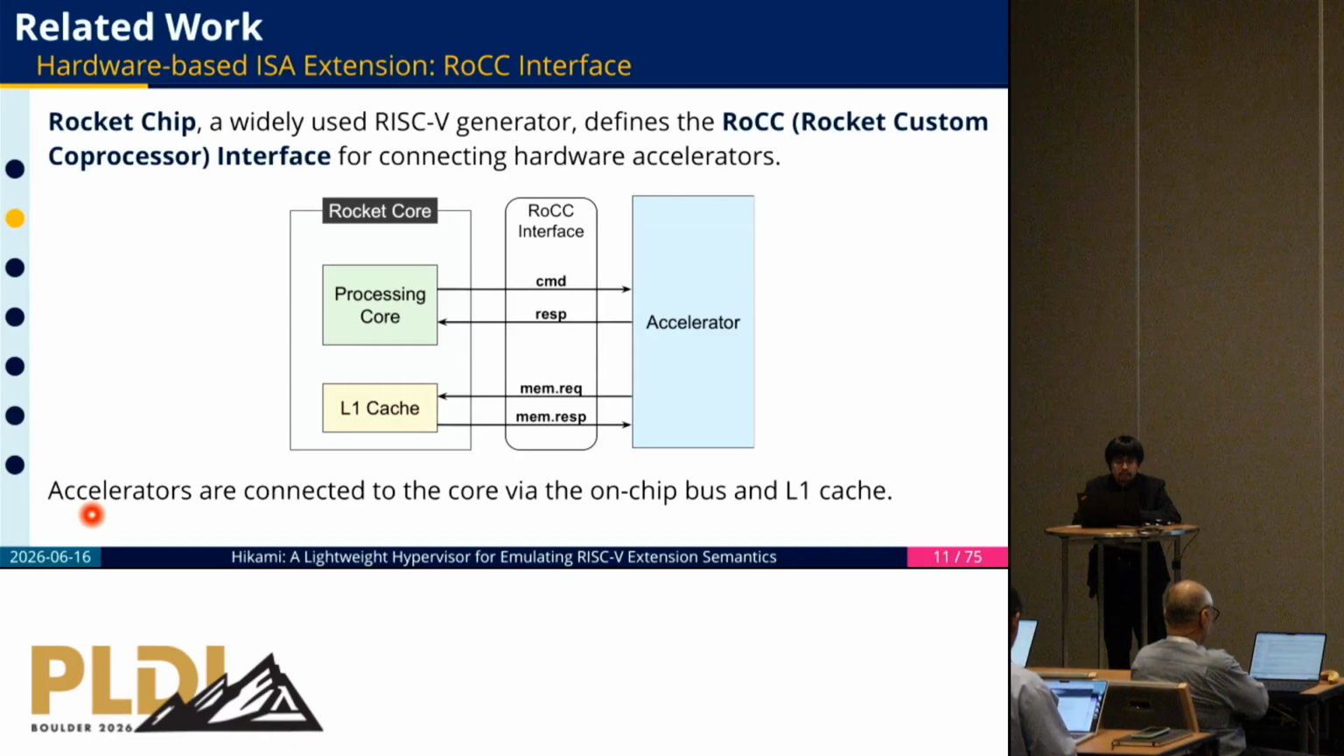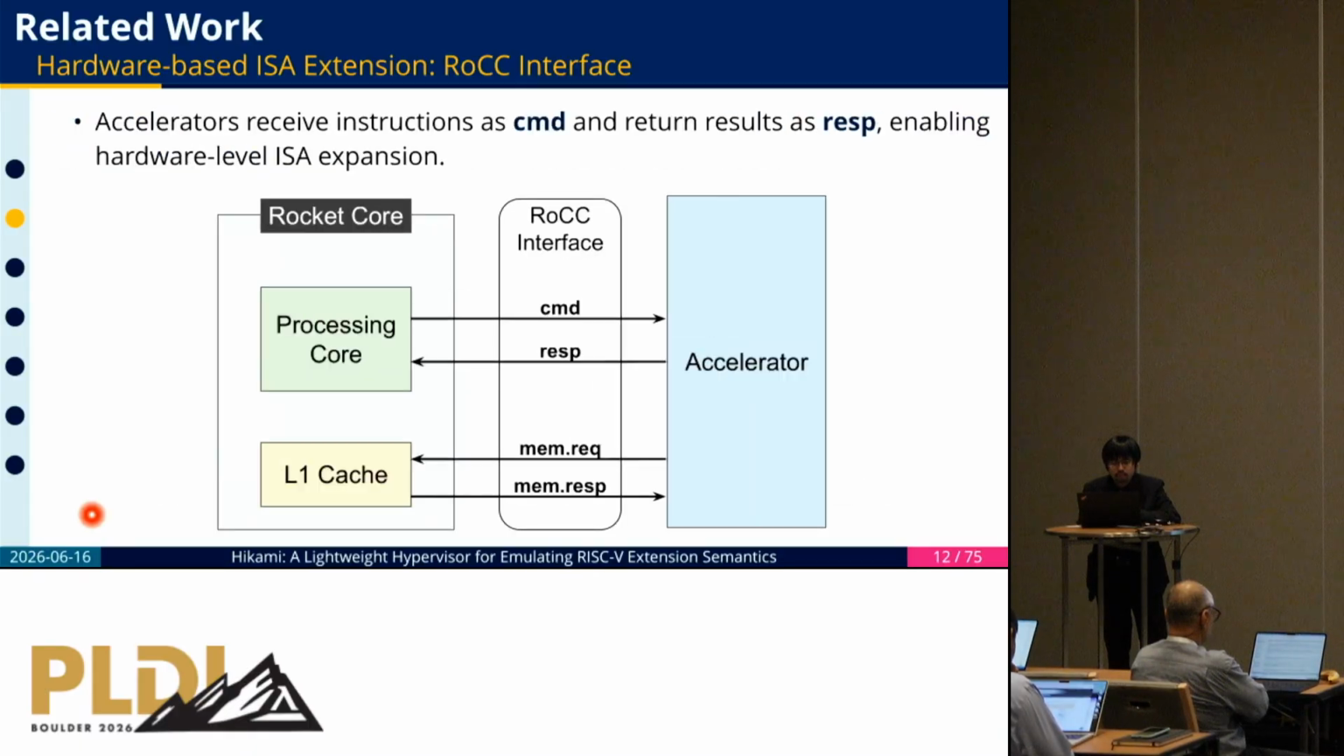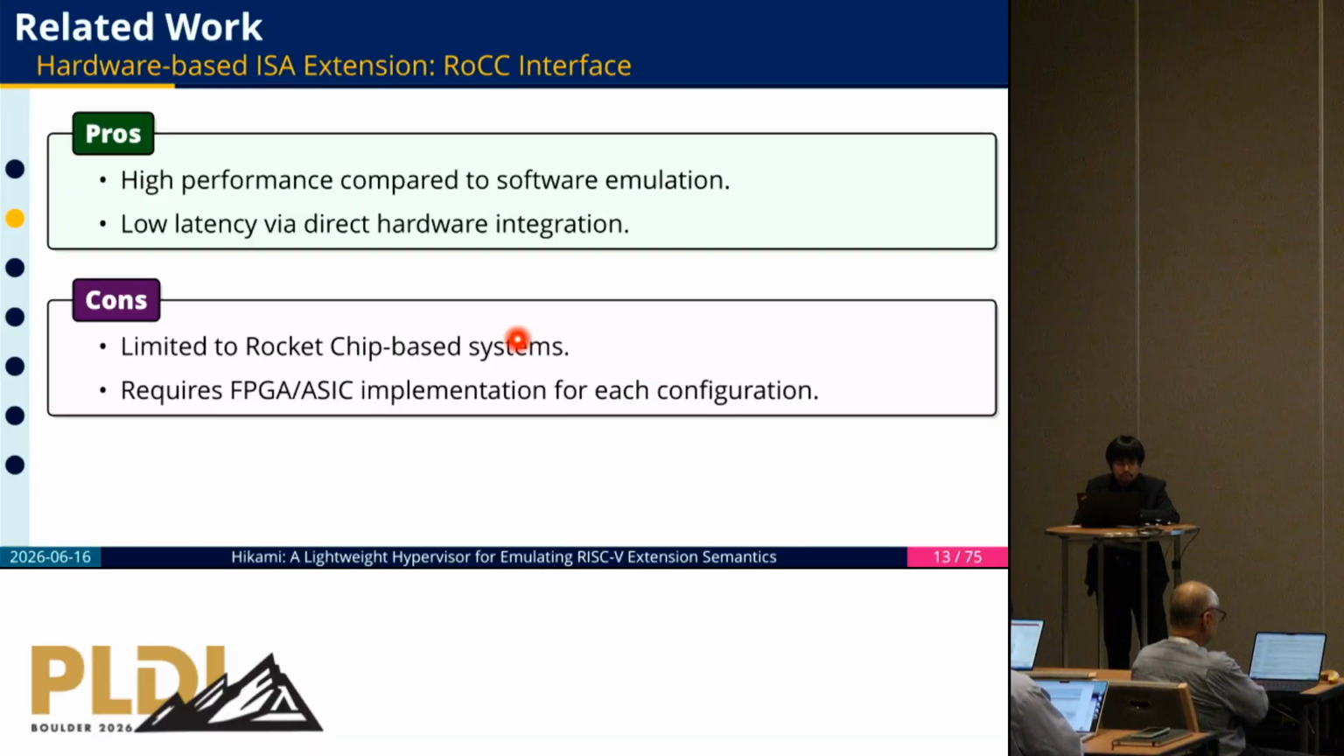One approach is hardware-assisted validation using FPGAs. The RoCC interface allows extending the processor with accelerators that are tightly coupled via the on-chip bus. This setup receives the instruction as commands and returns results, enabling hardware-level ISA expansion with low latency. While high performance, it requires costly FPGA synthesis for every configuration, limiting early-stage software development.